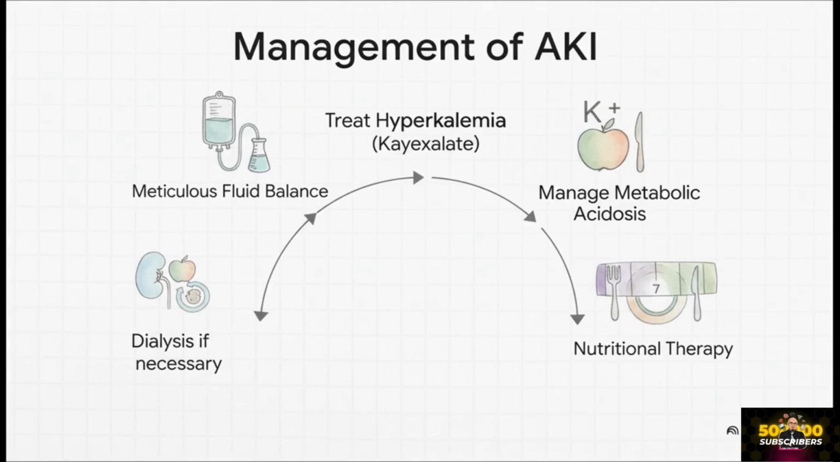So for an acute injury, our management is all about crisis control. We're trying to support the body and give the kidneys a fighting chance to heal. That means we're watching fluids like a hawk, we're treating life-threatening problems like hyperkalemia, and we're correcting acidosis. Essentially, we're stepping in to do the kidney's job for a little while.